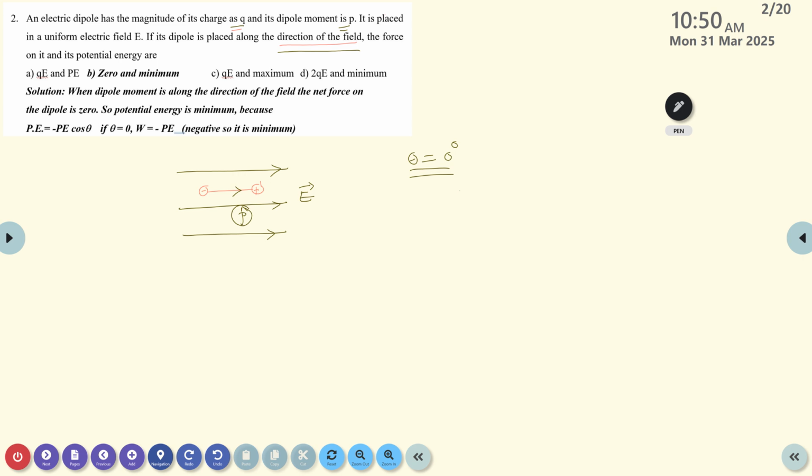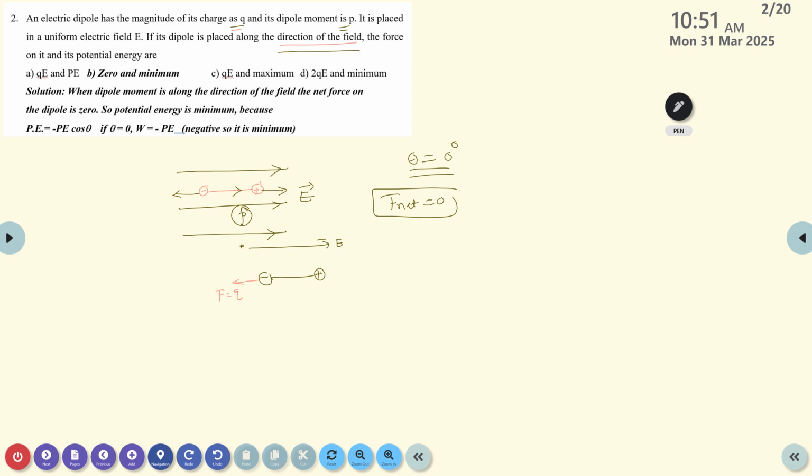Whenever the dipole is placed in a uniform electric field, the force is acting like this, and the force is acting like that. Both are equal and opposite. So F net equal to 0. I will solve it once again. This is negative charge. This is positive charge. Your electric field is like this. So this must be positive, this must be negative. So the negative charge is attracted like this.